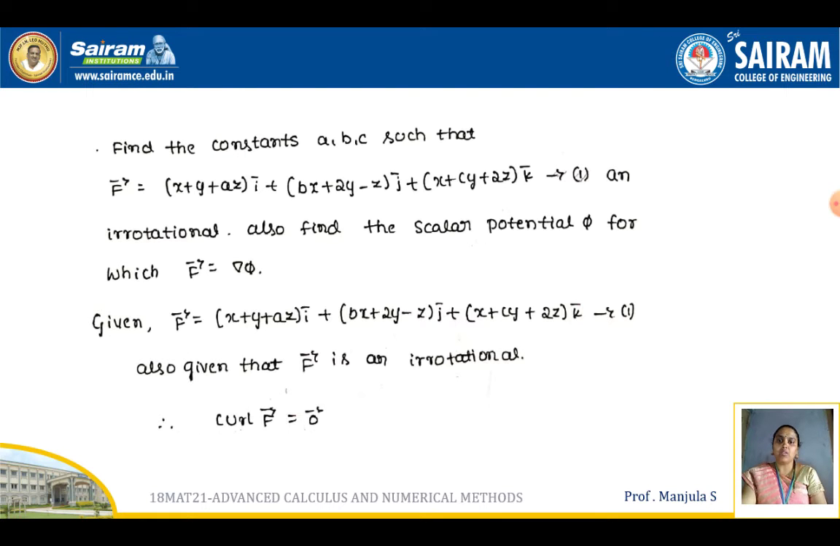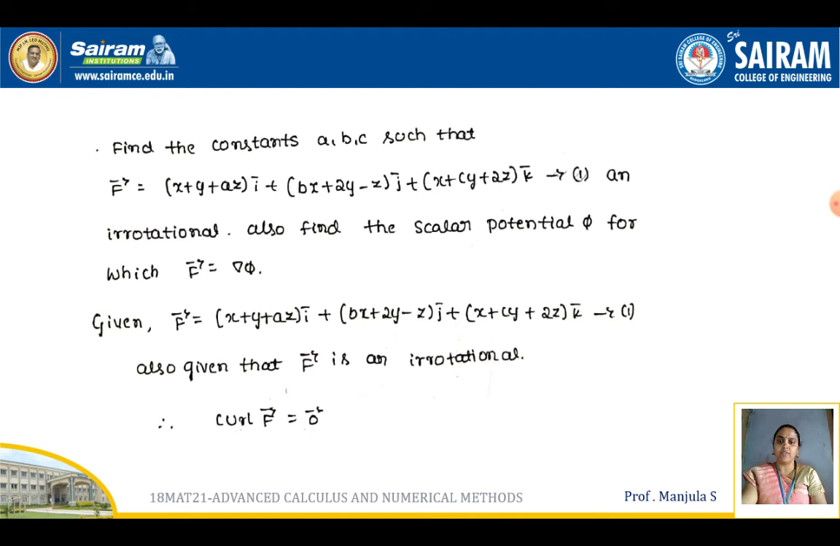Find the constants a, b, c such that vector f is equal to (x plus y plus az) i cap plus (bx plus 2y minus z) j cap plus (x plus cy plus 2z) k cap is irrotational. Also find the scalar potential phi for which vector f is equal to del phi.